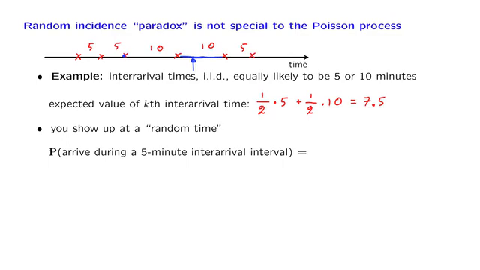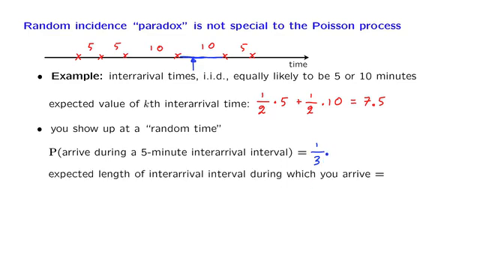Since intervals of length 5 are as likely as intervals of length 10, in the long run there's going to be roughly as many 5-minute intervals as there will be 10-minute intervals. On the other hand, the 10-minute intervals occupy twice as much space on the real line. And for this reason, it is 2 times more likely that you will fall in a 10-minute interval rather than a 5-minute interval. In other words, the probability of falling in a 5-minute interval is going to be 1/3, whereas the probability of falling in a 10-minute interval is going to be 2/3.